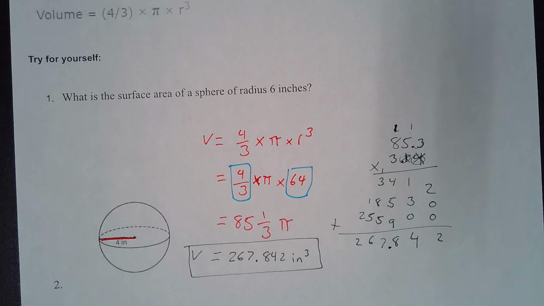So that's how we find the volume of a sphere. Just remember 4/3 times pi times r cubed.